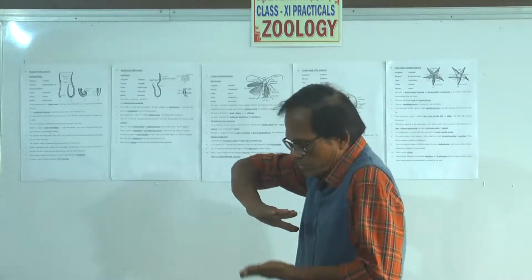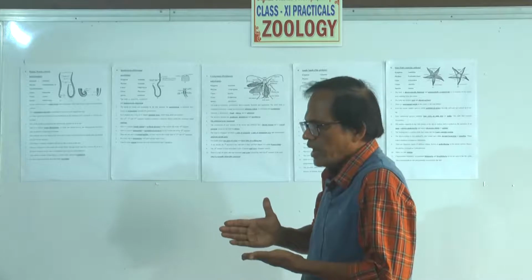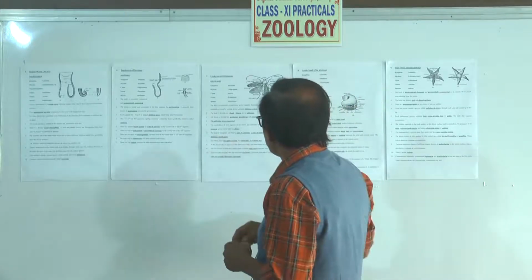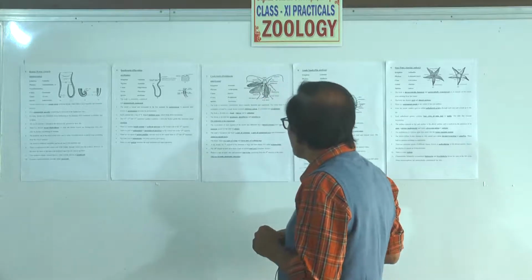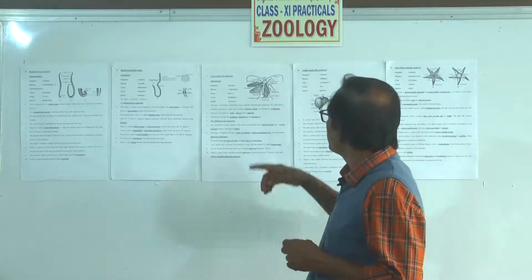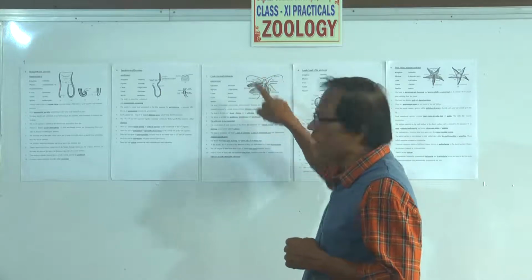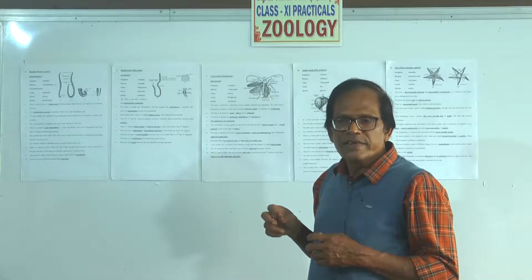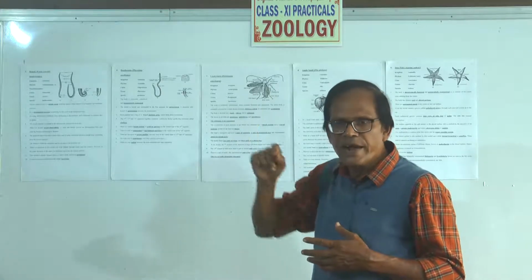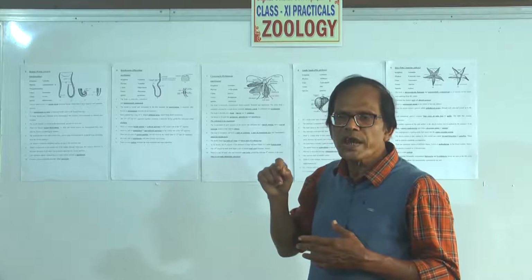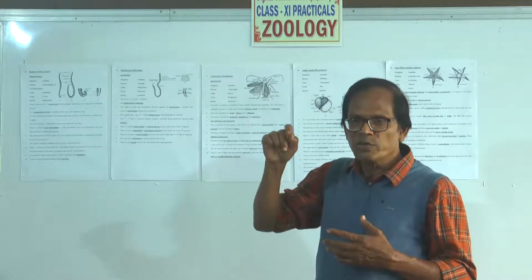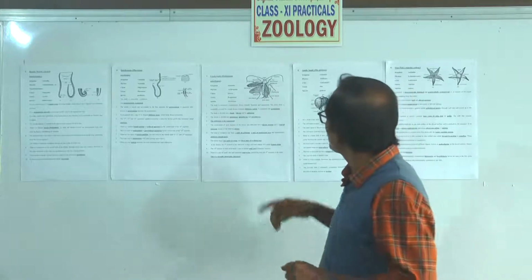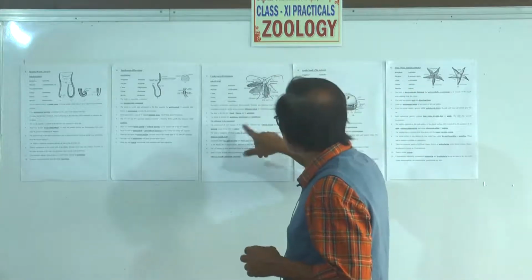So, tergum, sternum, and on the sides will be present pleura. The head is triangular and bears a pair of antennae. These are two antennae. The antennae work as feelers. You touch the antenna of a cockroach, the cockroach can feel that you are touching it. It will immediately run away from you. So it acts as a feeler.